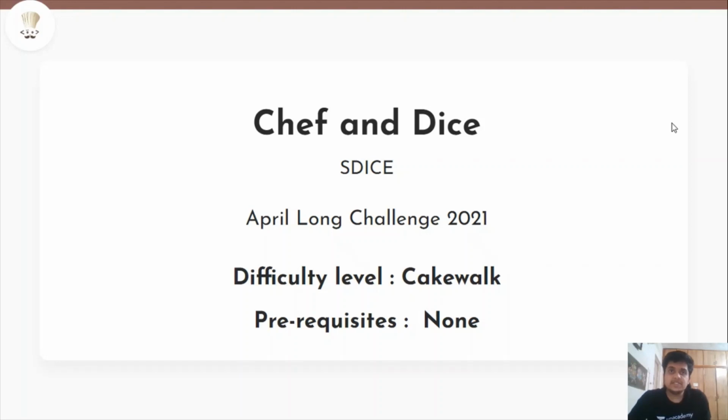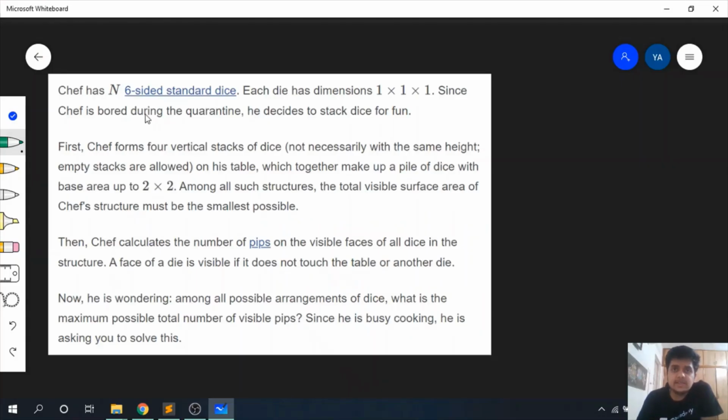The problem in discussion today is from the recent April Long challenge, and the problem name is Chef and Dice. The difficulty level of this problem is cakewalk and the prerequisites are none. Let us try to understand the problem statement.